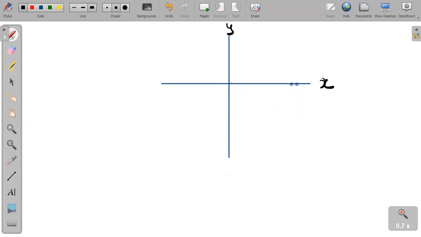So the terminal arm is any line that we can draw. Let's just draw any line from the origin, right? So this is the terminal arm. If we read our angle from the positive arm of the x-axis towards the terminal arm, then that direction is the one that we regard as positive.